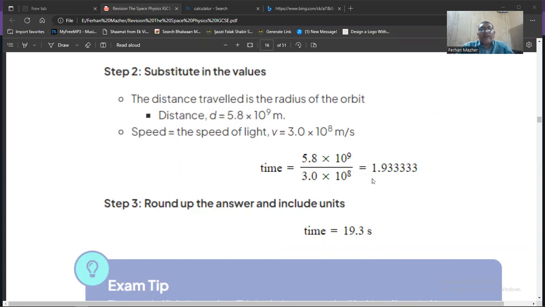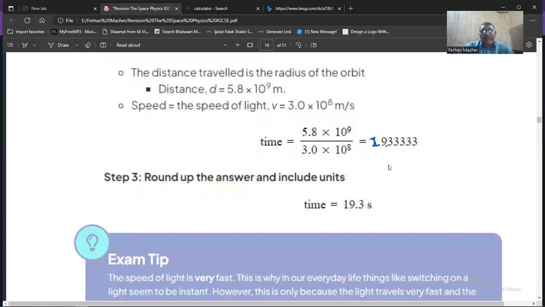So remember, here we have a little mistake. This decimal is not here. The decimal is basically here. So this is just 1. So this number is 19.33. When you round it off, it will be 19.3 seconds.